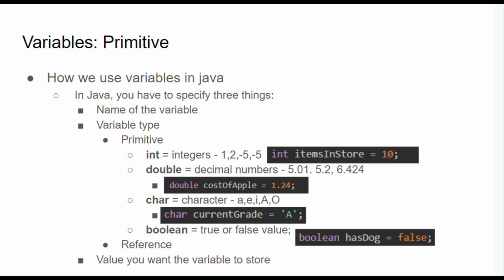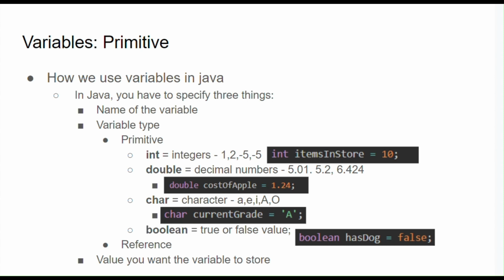The other variable type is double. A variable of type double holds decimal numbers, and these can be positive or negative decimal numbers. I have an example of that below. The other variable type is the character type. A variable of a character type holds characters. Those are just single characters, like the letters of the alphabet, and those can be lowercase or uppercase.